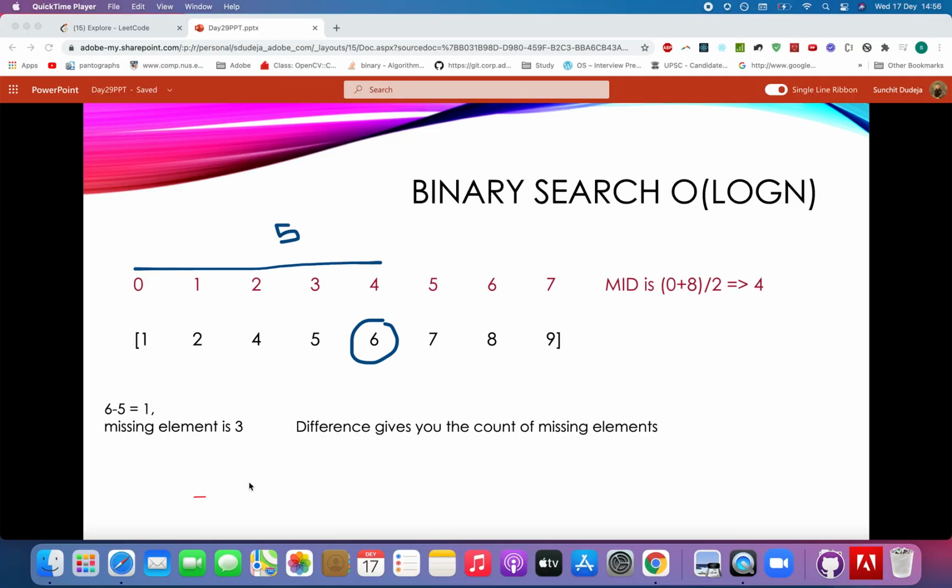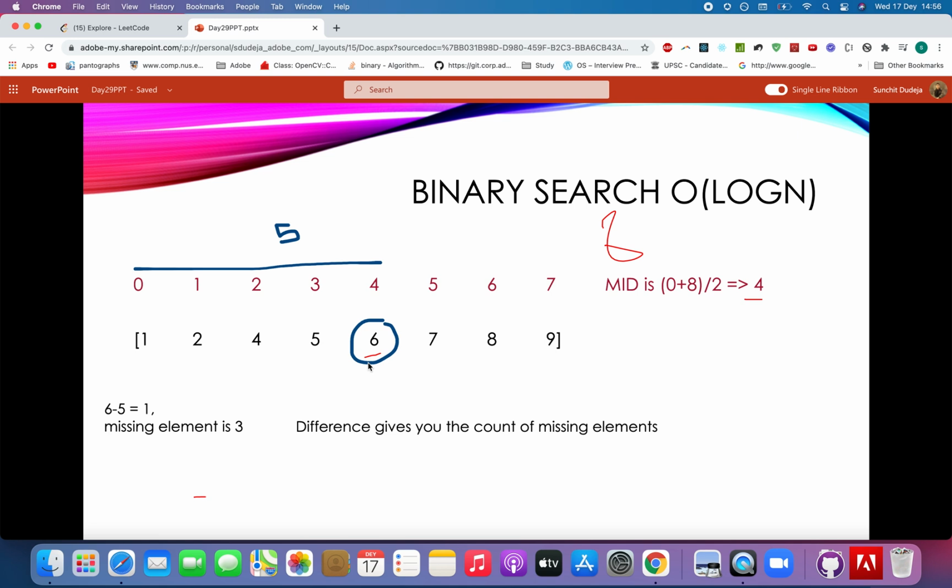In this example, you are given an array that contains 1, 2, 4, 5, 6, 7, 8, 9. And let's calculate the middle element. The total number of elements is 8, and the middle element is equal to 0 plus 8 by 2, that is 4. So the 6 is the middle element.